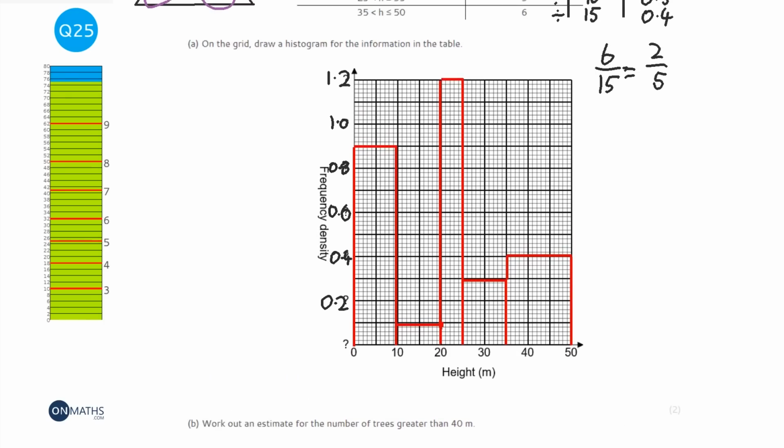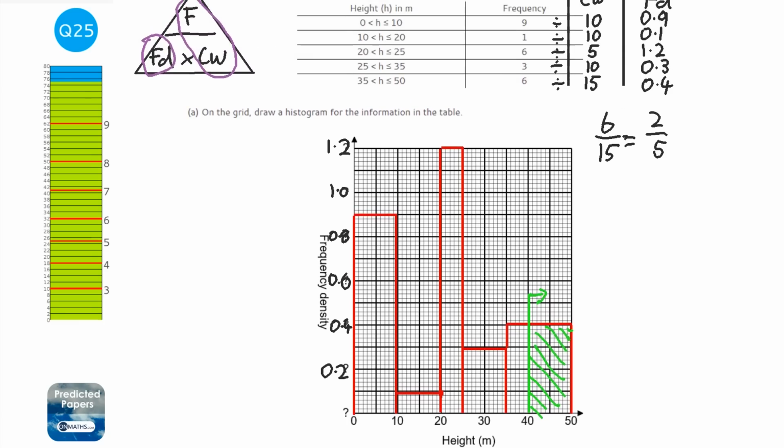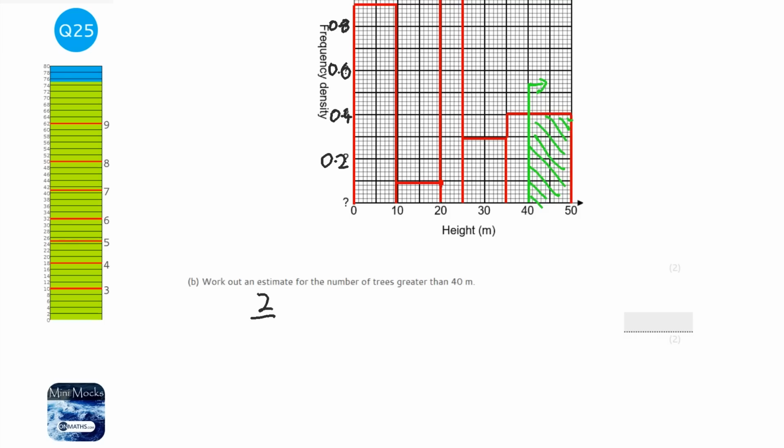Okay, so the next question says work out an estimate for the number of trees greater than 40 meters. So I want to draw a line up from 40 and we want it to go across here. So we're looking for an estimate for the amount that are in here. If you look at it, I've shaded in 2/3 of that last group. In the last group there are 6. So I want to find 2/3 of 6 because the total frequency for that bar is 6 and we're looking for 2/3 of it. Well, 1/3 of 6 is 2, so 2/3 of 6 is 4.